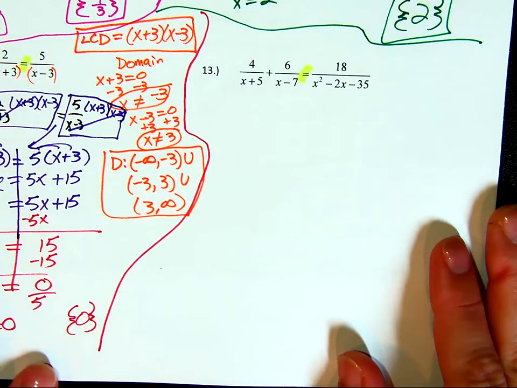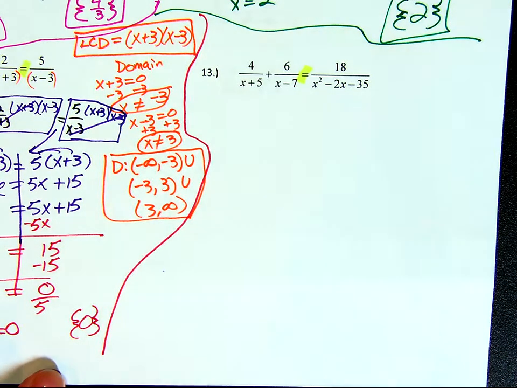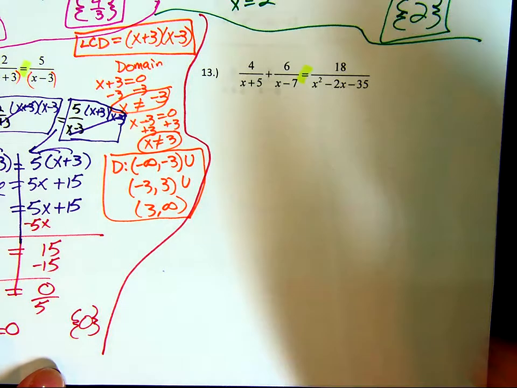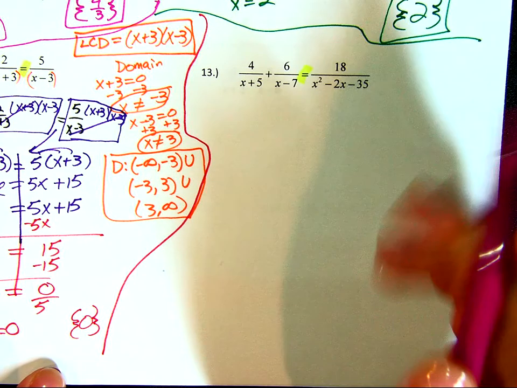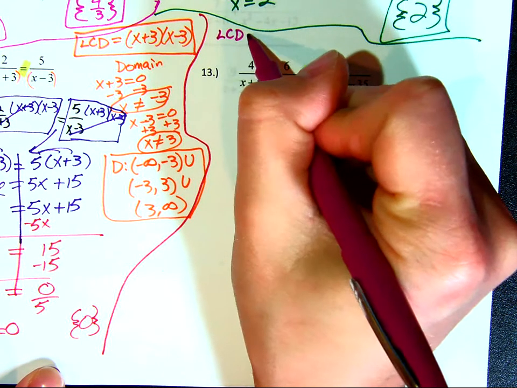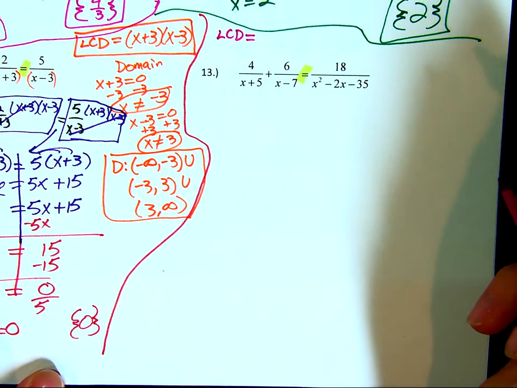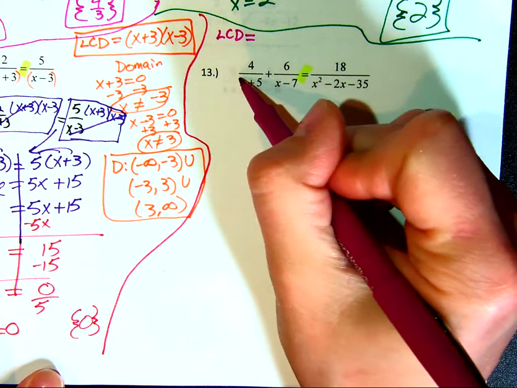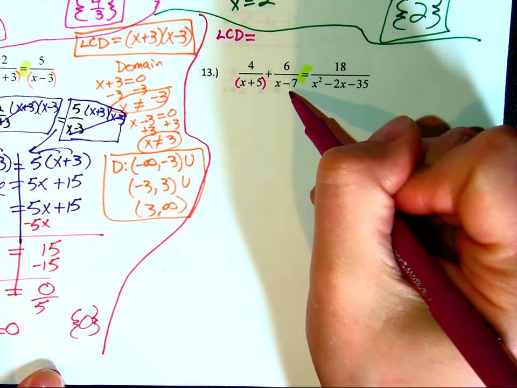Okay, and now we're on to our last problem, which is number 13. Again, you should notice that there are 1, 2, 3 fractions, which means we're going to need to have an LCD here. So we need to factor our denominators if we can. Well, x plus 5, no squared, no GCF. X minus 7, no GCF, no squared.